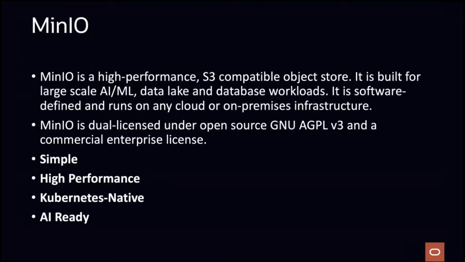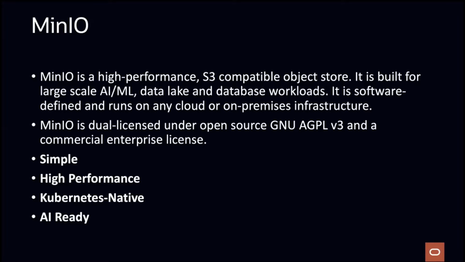So starting off with MinIO, what is MinIO? MinIO is a high performance S3 compatible object storage. It was built for large-scale AI/ML workloads. You can use it for data lakes, for database workloads as well. It is software-defined, and it runs on any cloud. And you can also run MinIO on premises. You can make one of your directories into an object storage as well. And that's where MinIO comes into the picture.